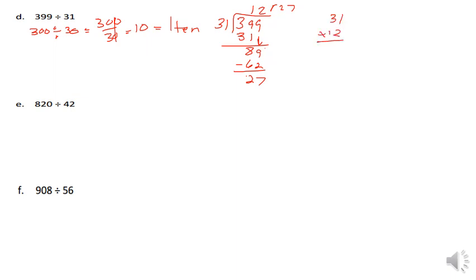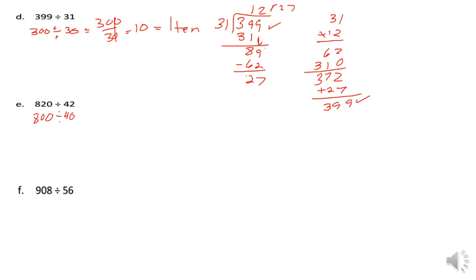So we have a remainder of 27. To check, we have 31 times 12. 2 times 1 is 2. 2 times 3 is 6. Place our placeholder. 1 times 1 is 1. 1 times 3 is 3. And we're going to end up with 372. We have a remainder of 27, we're going to add that in, and we have 399, exactly what we had for our dividend.